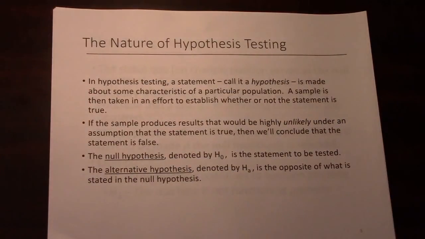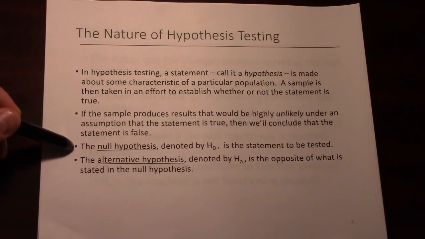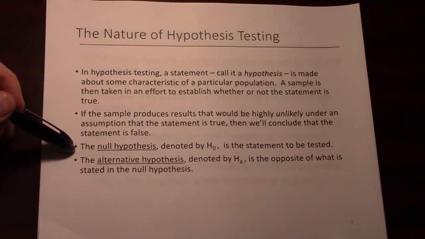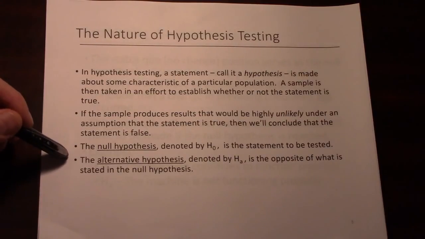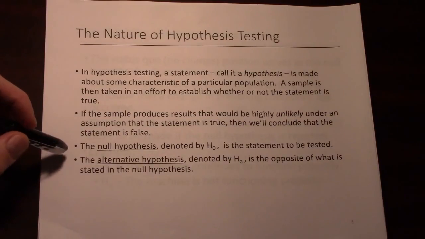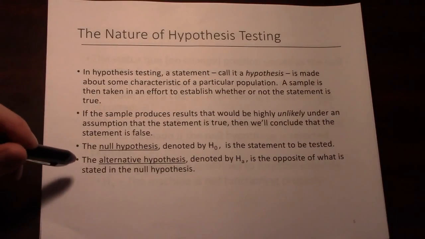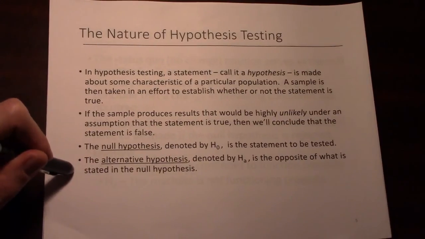So hypothesis testing, let me skip to the last 2 bullet points here. In hypothesis testing, we will make a statement. We'll call that statement a null hypothesis. We will assume that to be true, and as we conduct our research, we will operate under the assumption that this null hypothesis is true. If we find overwhelming evidence to the contrary, we will reject this null hypothesis and we will accept what we call the alternative hypothesis, which is the opposite of what is stated in the null hypothesis.